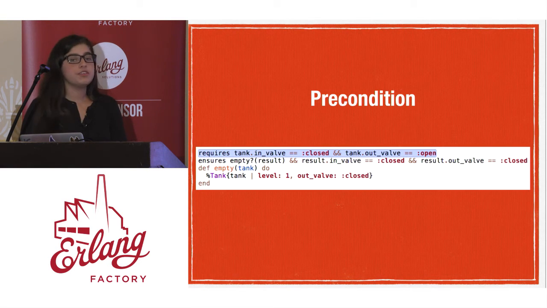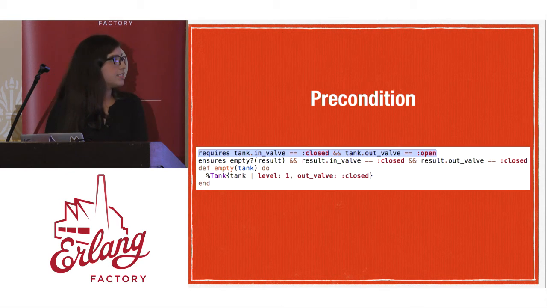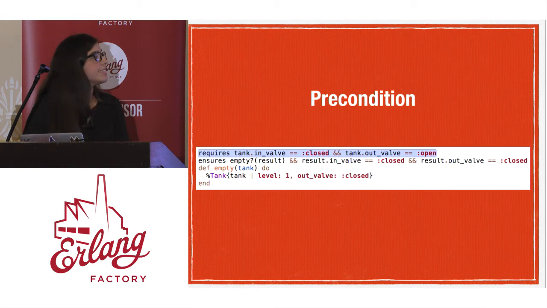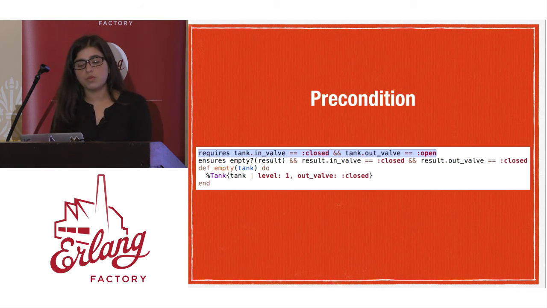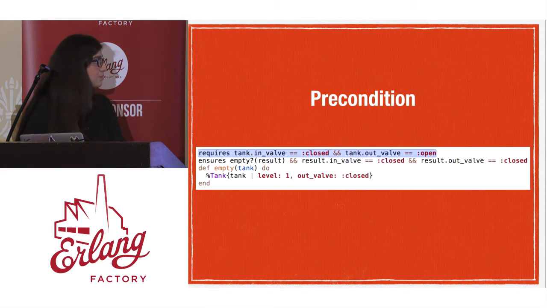And we also have a definition of a function empty, where we have, again, the require clause and the ensure clause above it. And for the precondition, we require that the in valve is closed and the out valve is opened. And we need to ensure that at the end, the tank will be empty, and the in valve will be closed. The out valve will be also closed.